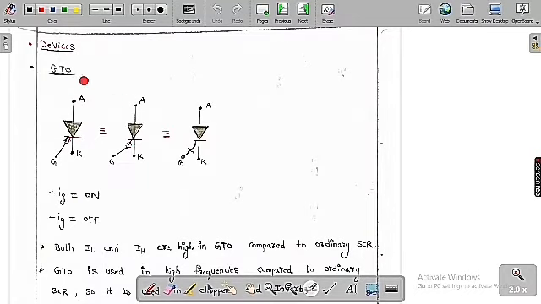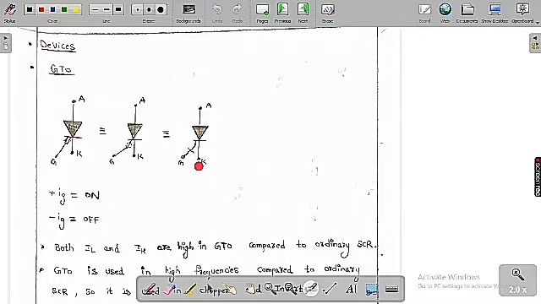So now we will discuss the devices, starting with the GTO. The first one is the GTO. Now we are going to study it. I have already told you GTO means gate turn off thyristor. It is basically a fully controlled switch, meaning we can turn the switch on and also turn it off. So this is the symbol. I have already told you this symbol, with anode and cathode like this.